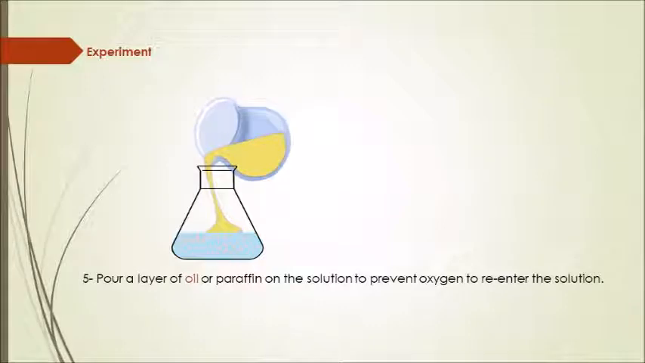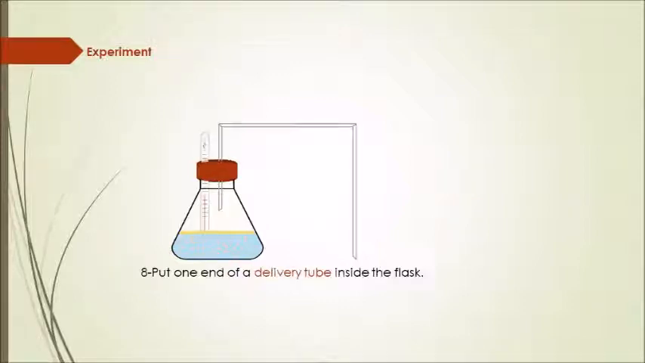3. Allow sugar solution to cool without shaking. 4. Add yeast. 5. Pour a layer of oil or paraffin on the solution to prevent oxygen from re-entering the solution. 6. Close the flask with a cork. 7. Insert a thermometer in the solution.